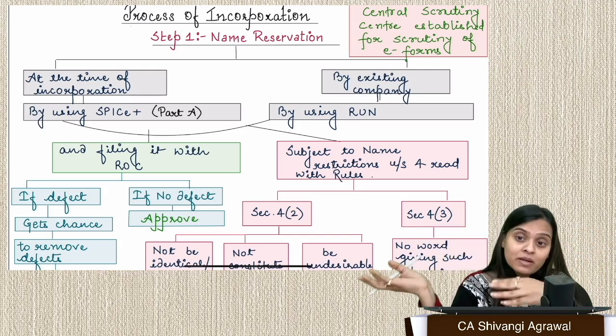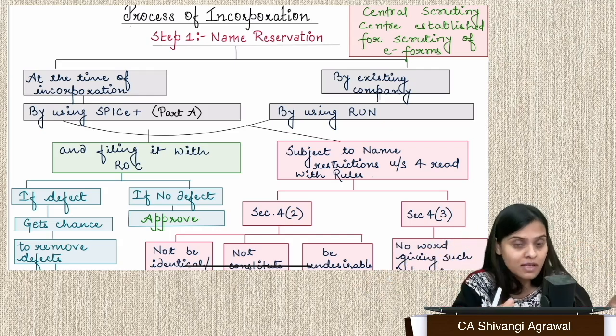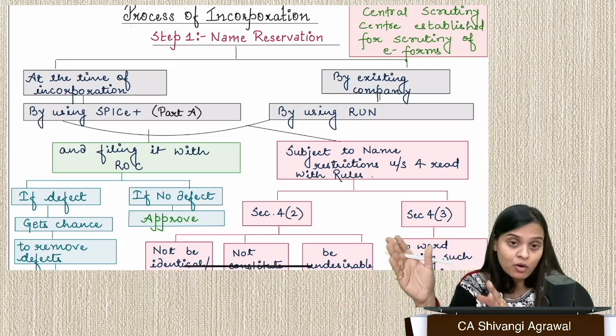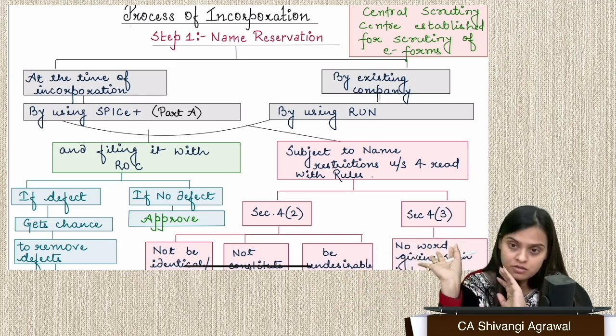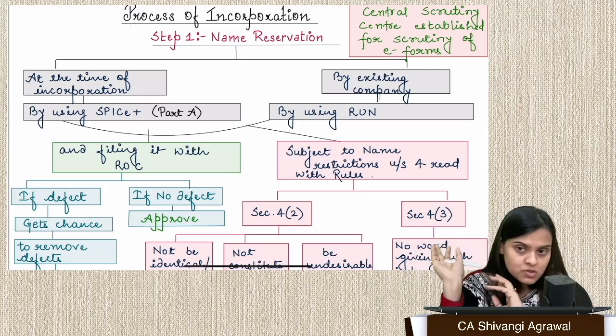Thereafter, this name may be available, may not be available. If it is available, immediately you reserve the name. You block that name, and that name is blocked or reserved for a period of 20 days, which can further be extended to 40 more days. So in total, up to 60 days you can have your name reserved. Okay, and within that you prepare all the other documents and you file the documents with ROC.